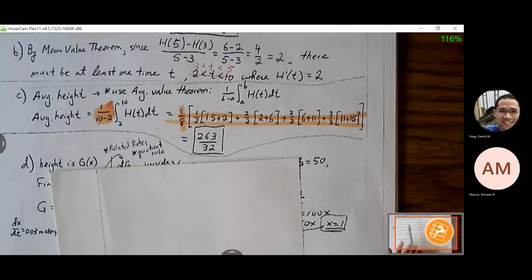Okay, A, B, and C. Okay, so far. Okay, part D is the part that feels a bit more challenging here. So let's look at part D.